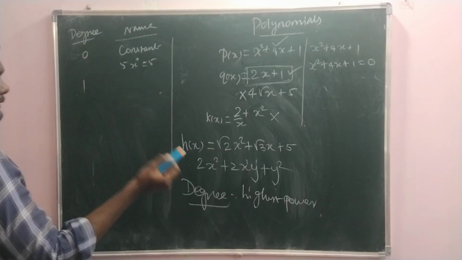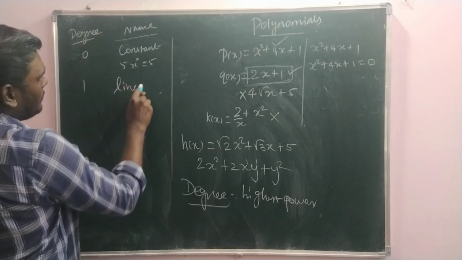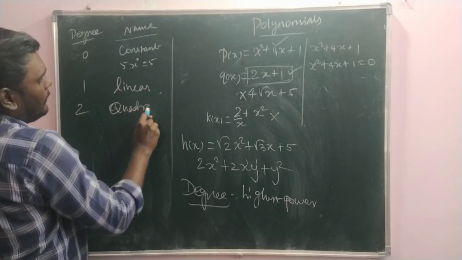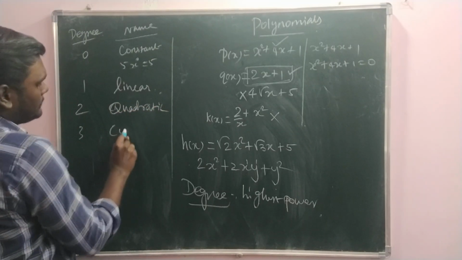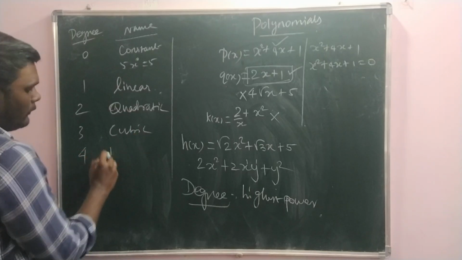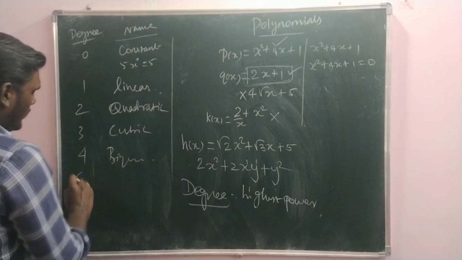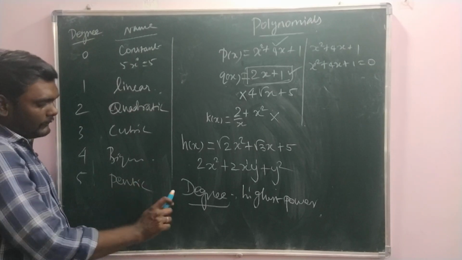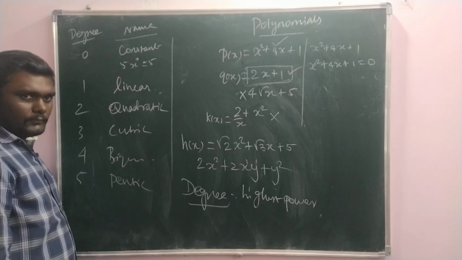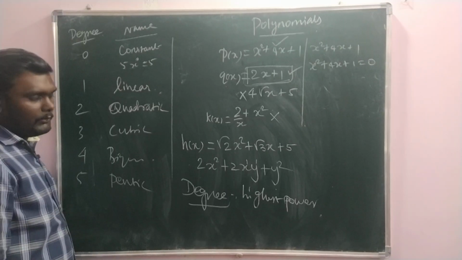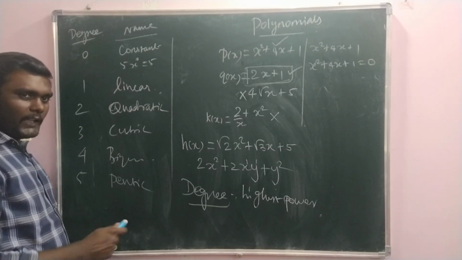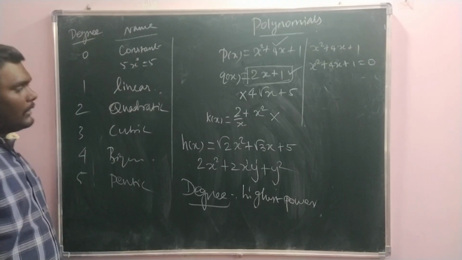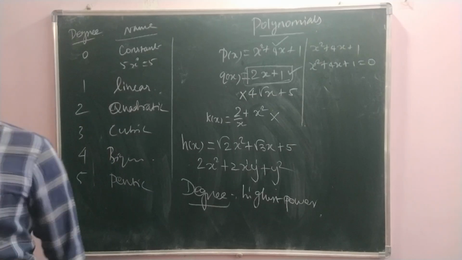If the degree is 1, then it is called as linear polynomial. 2 means quadratic polynomial. 3 means cubic. 4 means biquadratic. 5 means pentic. Polynomial of degree 5, 5th degree polynomial, that will be called. Got it? 6 means hextic or 6th degree polynomial. Simply. Okay. And then based on the terms also we have some classification.